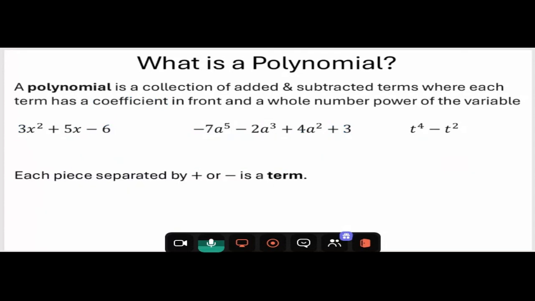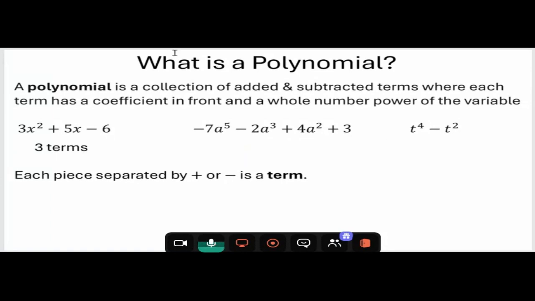Each piece that is separated by a plus or a minus we call a term. And so if we count up how many terms these have, look at this first one. There's a plus and a minus, so we have the 3x squared out front, which is a term. The 5x is a term, and the negative 6. So you see things can be multiplied, but that doesn't make it a separate term. It's the pluses and minuses that separate the terms. So why don't you just take 15 seconds and identify how many terms are in each of these two polynomials.